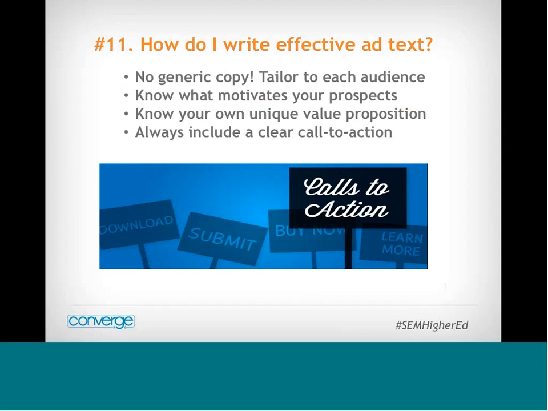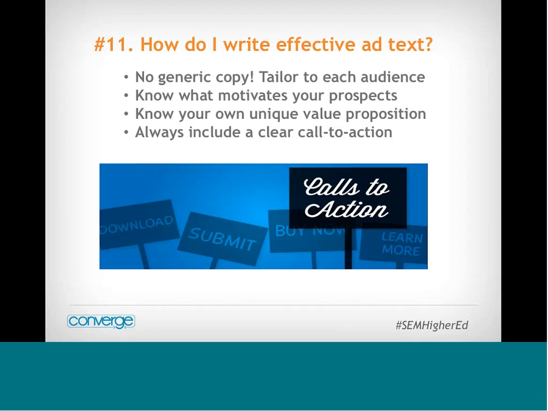All right, so number 11, how do we write effective ad text? Hopefully this is one of those things where you guys are people. You talk to people. You're not writing for computers. So always think about the fact that you're writing to people on the other end. No generic ad copy. Make sure that you're tailoring to each specific audience you're talking to. You probably have your audiences in different ad groups, and you're speaking to a specific type of people there with specific keywords. So put yourself in their shoes. By doing that, you can understand what's motivating your prospects, which gives you a better understanding of exactly what types of words and phrases you want to use.